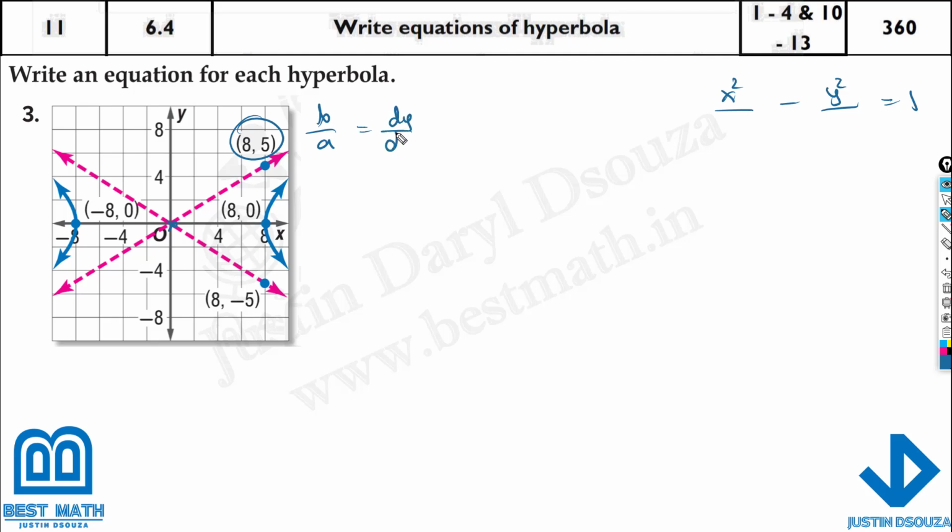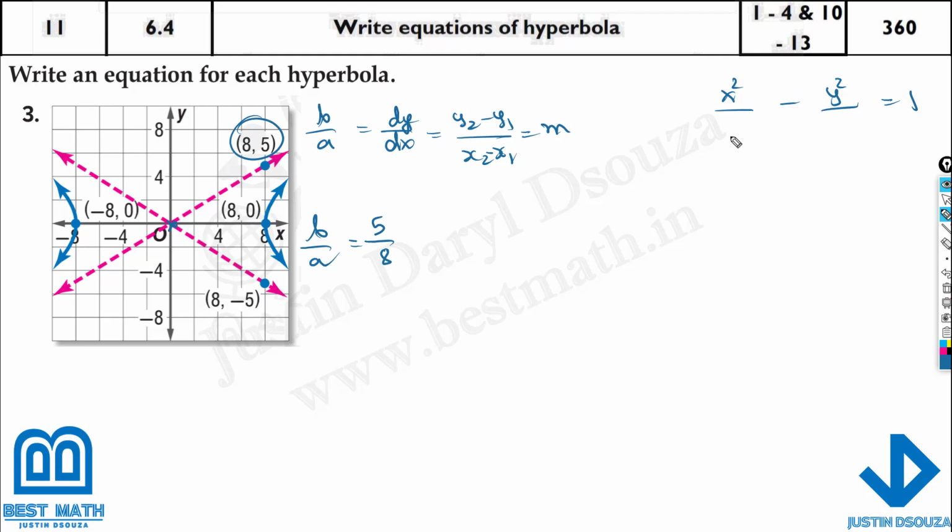dy by dx, right? d is the difference along the y-axis. That is y2 minus y1 by x2 minus x1. You have known this. This is the m value. That's the slope. But the slope for this horizontally oriented hyperbola is b by a. So b is along the y-axis. What is the y value here? It's 5. So b by a, 5 by 8. That's it. So a is 8.